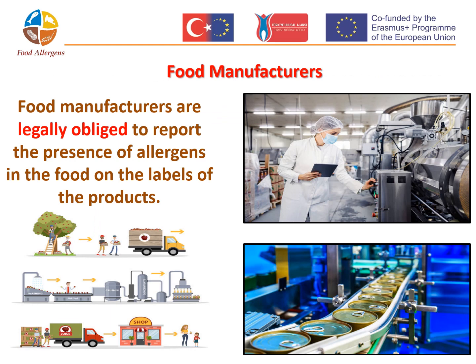Food manufacturers are an important stakeholder that should be in direct contact with food producers, suppliers, and consumers. In the protection of individuals with allergies, food manufacturers are legally obliged to report the presence of allergens in the food on the labels of the product. In addition, they have to take the necessary precautions against allergen cross-contamination in the production process of allergen-free products. It is mandatory to specify certain substances or products that cause allergies or intolerances in the label declaration. Food manufacturers should be in contact with their suppliers so that they can correctly declare allergens in their label declarations.